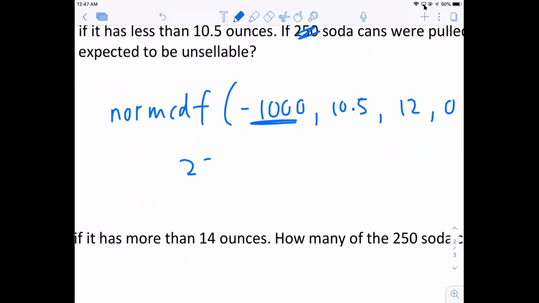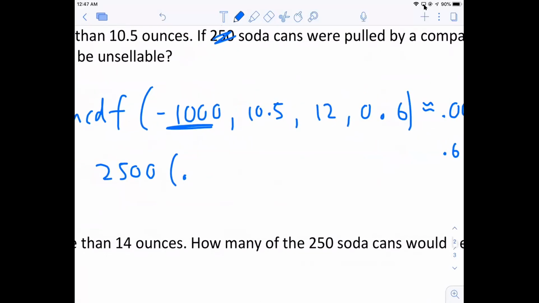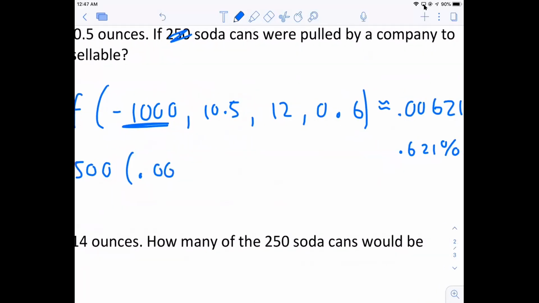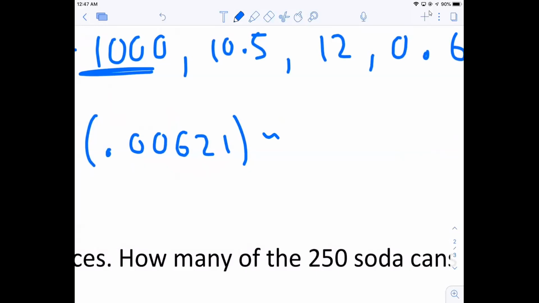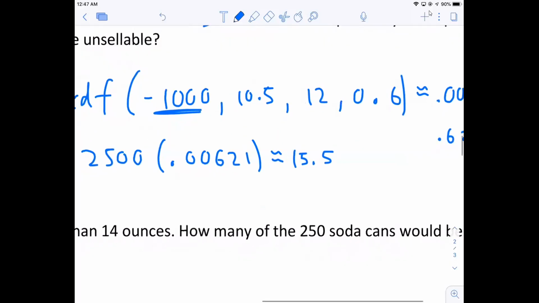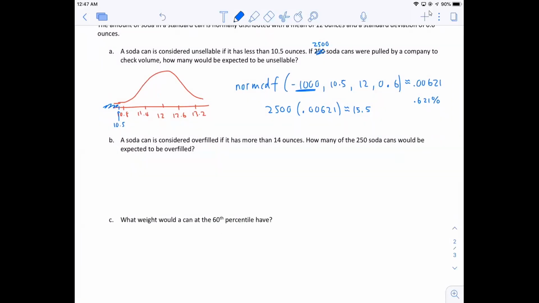So anyway, to find the number, we would just take 0.621% of 2,500. So let's multiply this by 0.00621. And let's see what that gets us. I'm getting around 15.5 cans. So around 15.5 cans would be unsellable. If you want to round up to 16, that's fine. But around 15.5 cans.